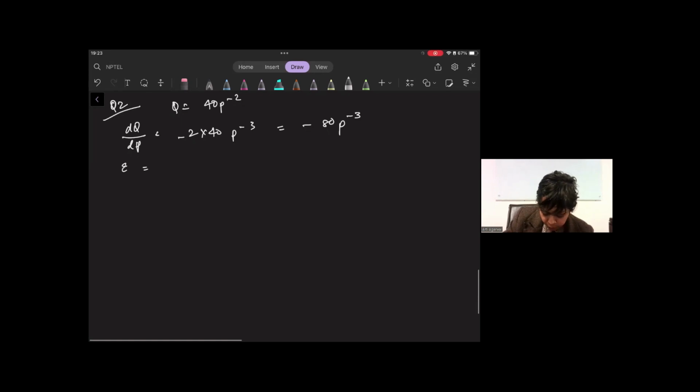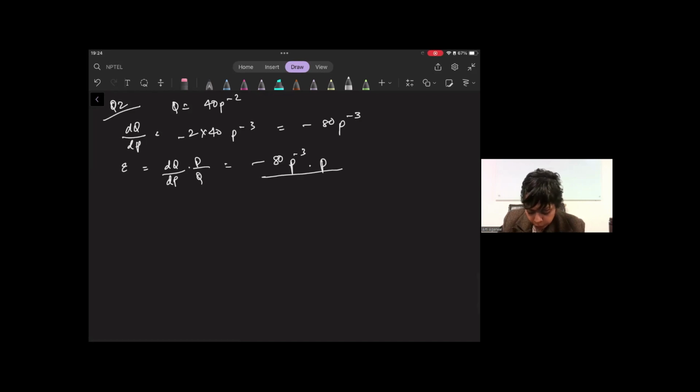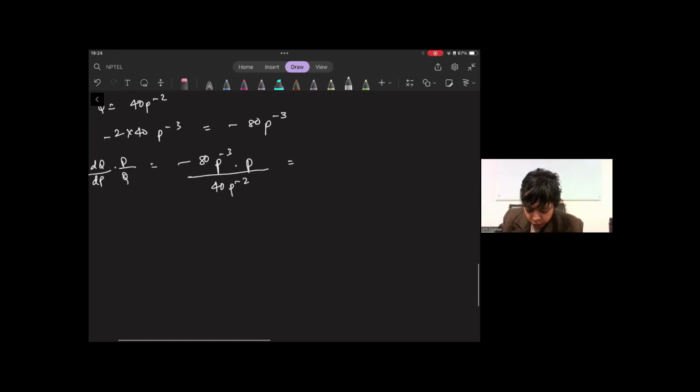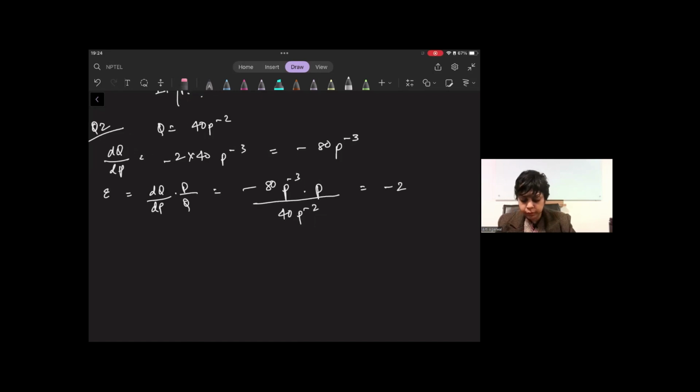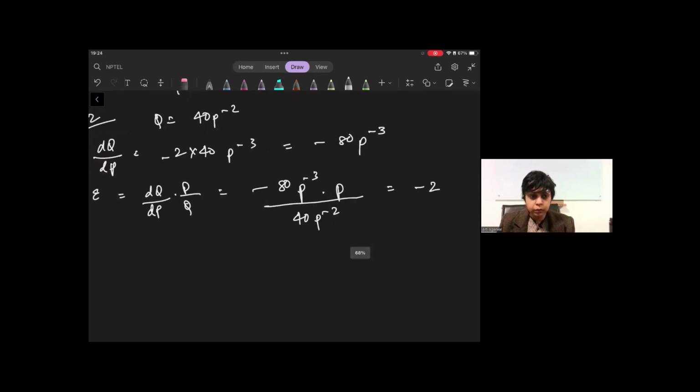So epsilon is dq by dp into p by q, right? Minus 8t p to the power of minus 3 into p upon q is what? 40 p to the power of minus 2. So this becomes minus 2, 40 and 80. And p to the power of minus 3 into p is p to the power of minus 2. So you have p to the power of minus 2 in the numerator and denominator. So that gets cancelled out. What you're left with is minus 2. Is this clear to everybody how I got this minus 2?